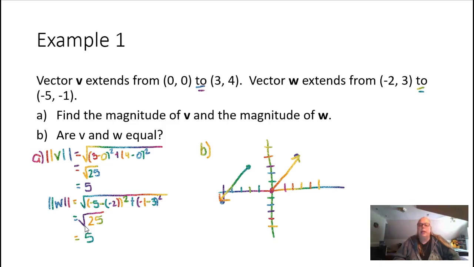And so we can say that no, these vectors are not equal. And the reason they're not equal is because they're not going in the same direction. Vector w is going down toward quadrant 3, and vector v is going off into quadrant 1 there.